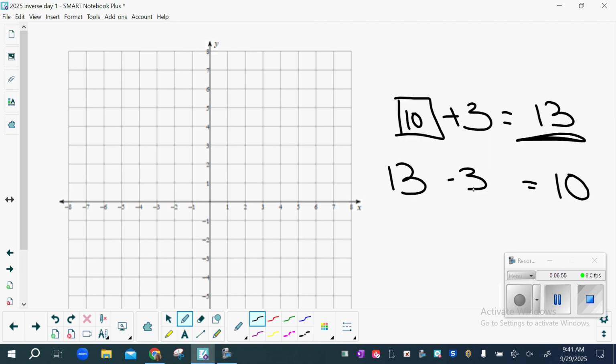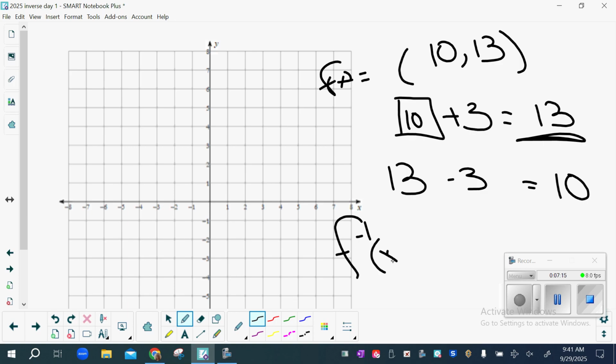So here's what I'm telling you. On a regular function, my point would be 10, 13. That's on our regular function. That's our starting point, 10, 13. The inverse function flips those guys around. The inverse is going to look like this. It's going to look like 13, 10. So we're going to use that information to graph a function and graph its inverse. We're going to graph the function, then we're going to flip-flop the x and y's and graph the inverse.